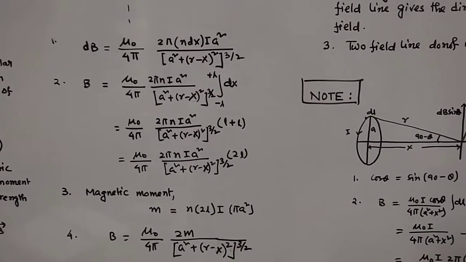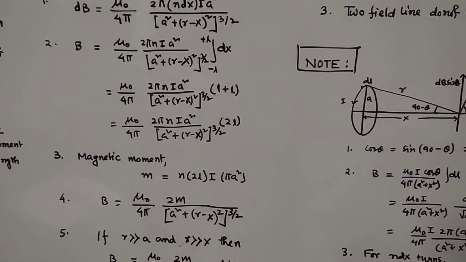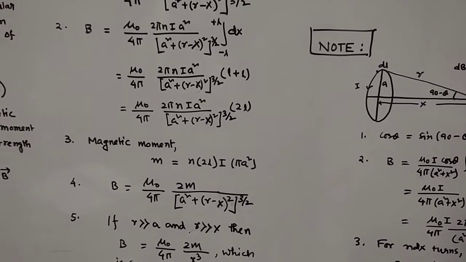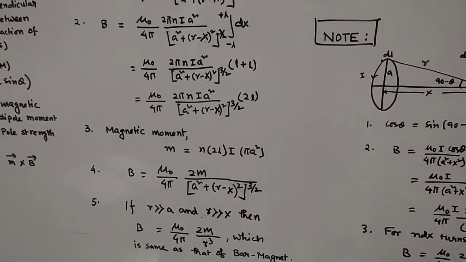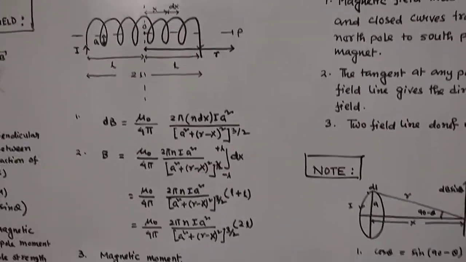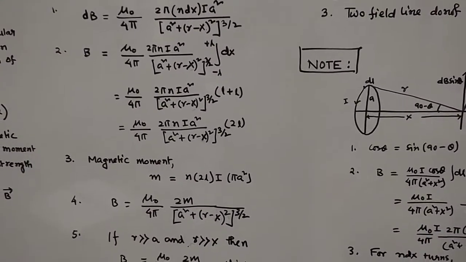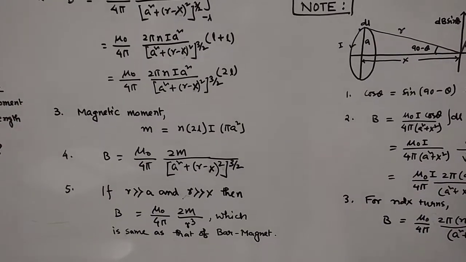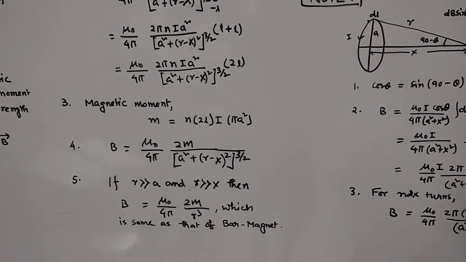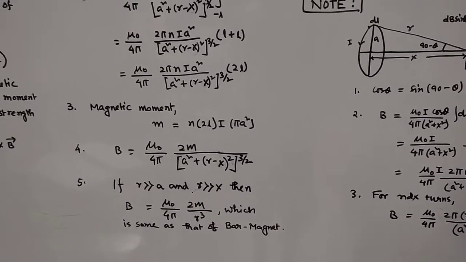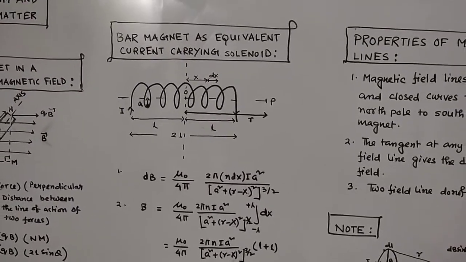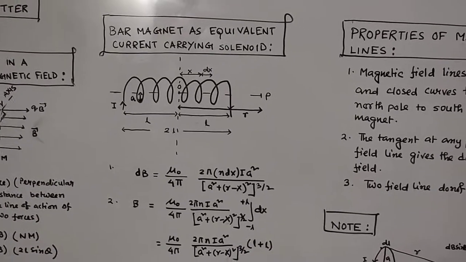So m is the magnetic moment, so you can express this expression B equal to mu naught by 4 pi, 2m by a square plus r minus x whole square to the power 3 by 2. If r is very much greater than a, obviously r is very much greater than a, and if r is very much greater than x, then you can approximate this as mu naught by 4 pi, 2m by r cube, which is the same as that of a bar magnet. So you can say that the magnetic field due to a solenoid is the same as the magnetic field due to a bar magnet. That's why we have written bar magnet as equivalent current carrying solenoid.